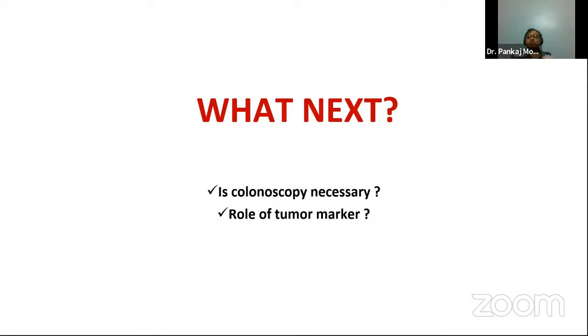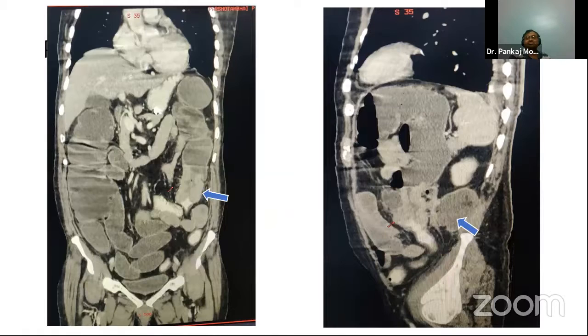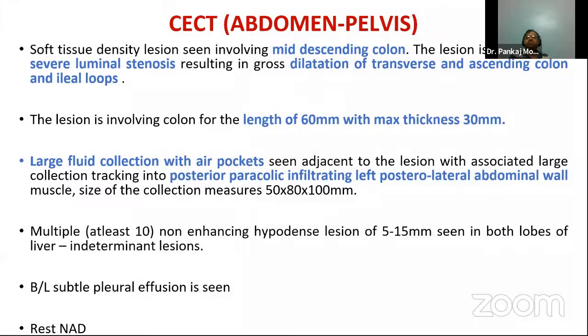Okay, so now, is colonoscopy necessary or not? In an emergency condition, colonoscopy will not be helpful. Don't answer yet. You yourself, what are the CT findings? Go back. So what does it show? Descending colon mass with gross dilatation. Suppose you do colonoscopy, will this abscess go away? Okay, we'll reframe the question. What are the complications of colonoscopy? Exactly. Yes, great. Perforation and bleeding.